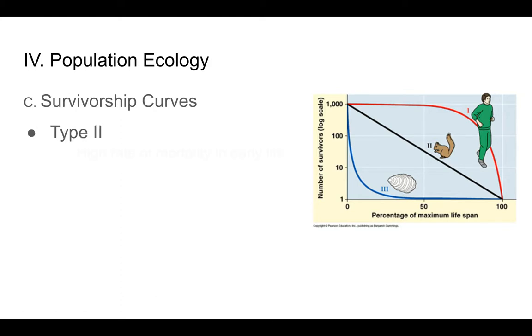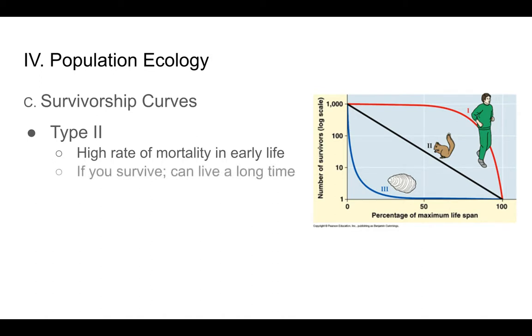Type 3 survivorship curves are the opposite of humans. We actually see a really high rate of mortality in early life. But if you survive, you can actually live for a really long time. Sea turtles are a great example of this. Turtles lay a clutch of eggs, upwards of 300 eggs. A very small portion of those turtles actually make it into adulthood. But if they do, they can live to be 100 years old.